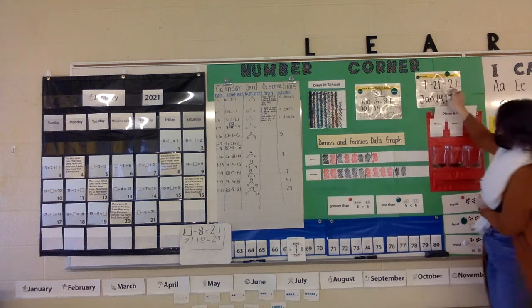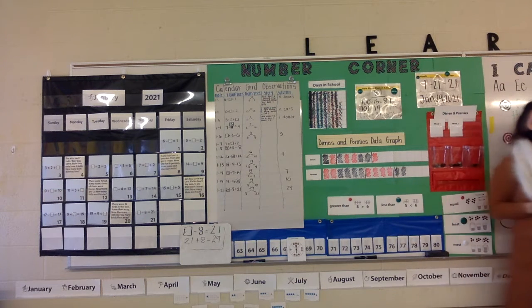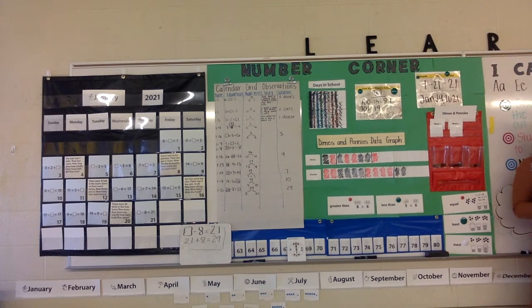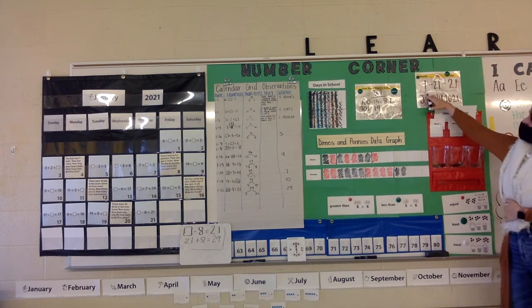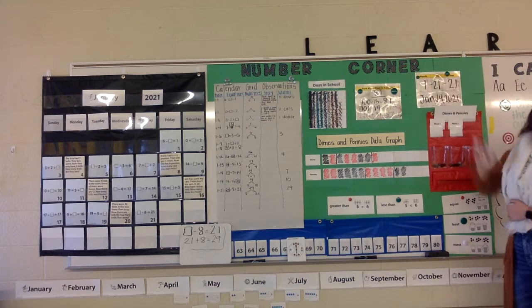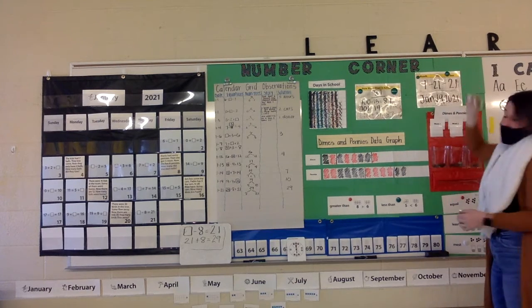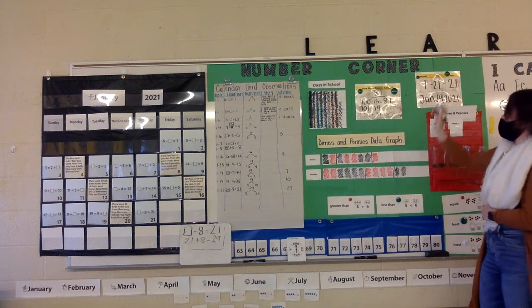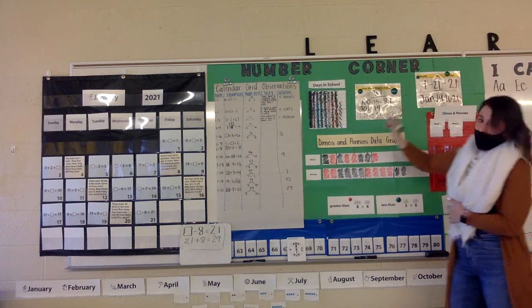Why am I leaving the 1 and the 21 way over here? Why am I leaving that the same? Who can tell me? Why does that stay the same? Brady? 21's still the year. 21's the year. Month is still 1. Day changes every day. Good. The month stays the same for the whole month. The year stays the same for the whole entire year, but our day changes every single day. All right, are you ready?